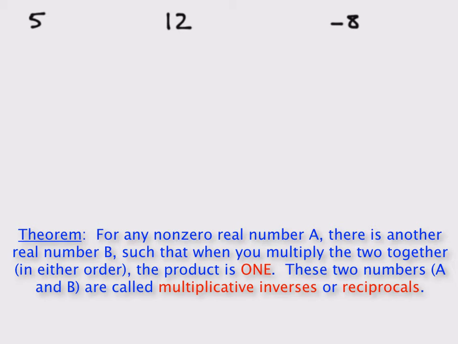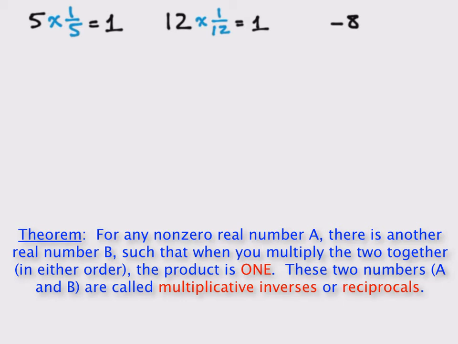My claim is that for each of these numbers, there is another number we can multiply by it to get 1. So for 5, what could we multiply 5 by to get 1? I think 1/5. 5 times 1/5 is definitely going to be equal to 1. That means that 5 and 1/5 are multiplicative inverses of one another, or reciprocals of one another. Same thing with 12. 12 times 1/12 will give us 1. 12 and 1/12 are multiplicative inverses of one another.